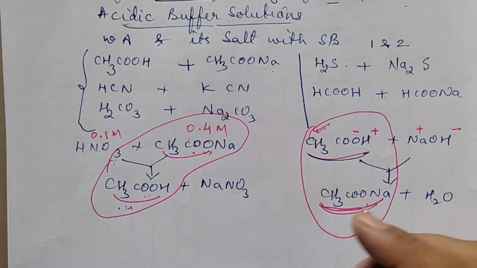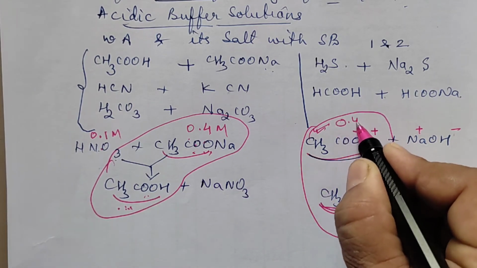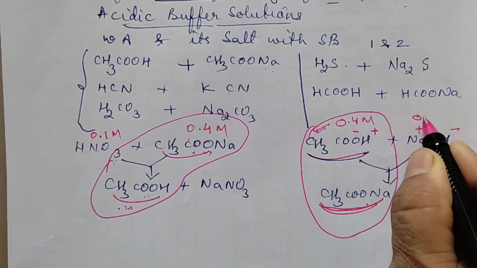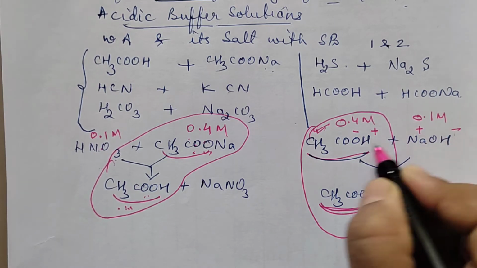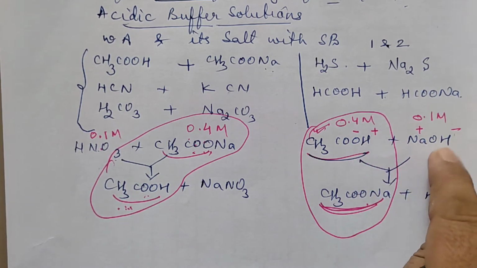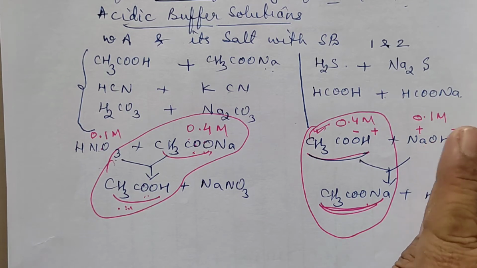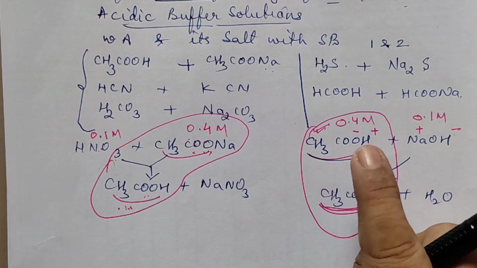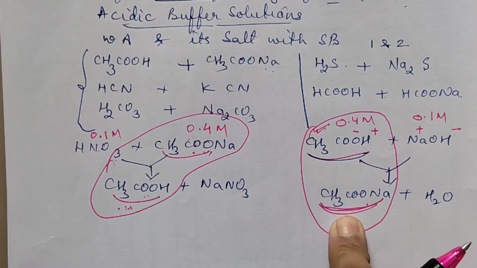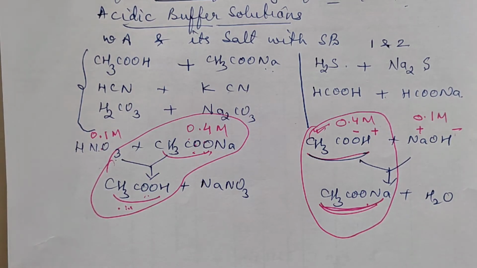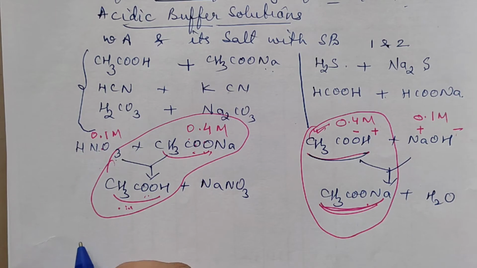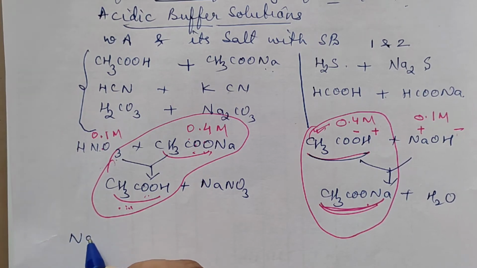Same way as I told you here, if this is say 0.4 molar and this is say 0.1 molar, then the two will not be reacting completely. This is the limiting reagent, it will be used up completely. This is in excess. So this leftover plus this formed put together can act as a buffer solution.